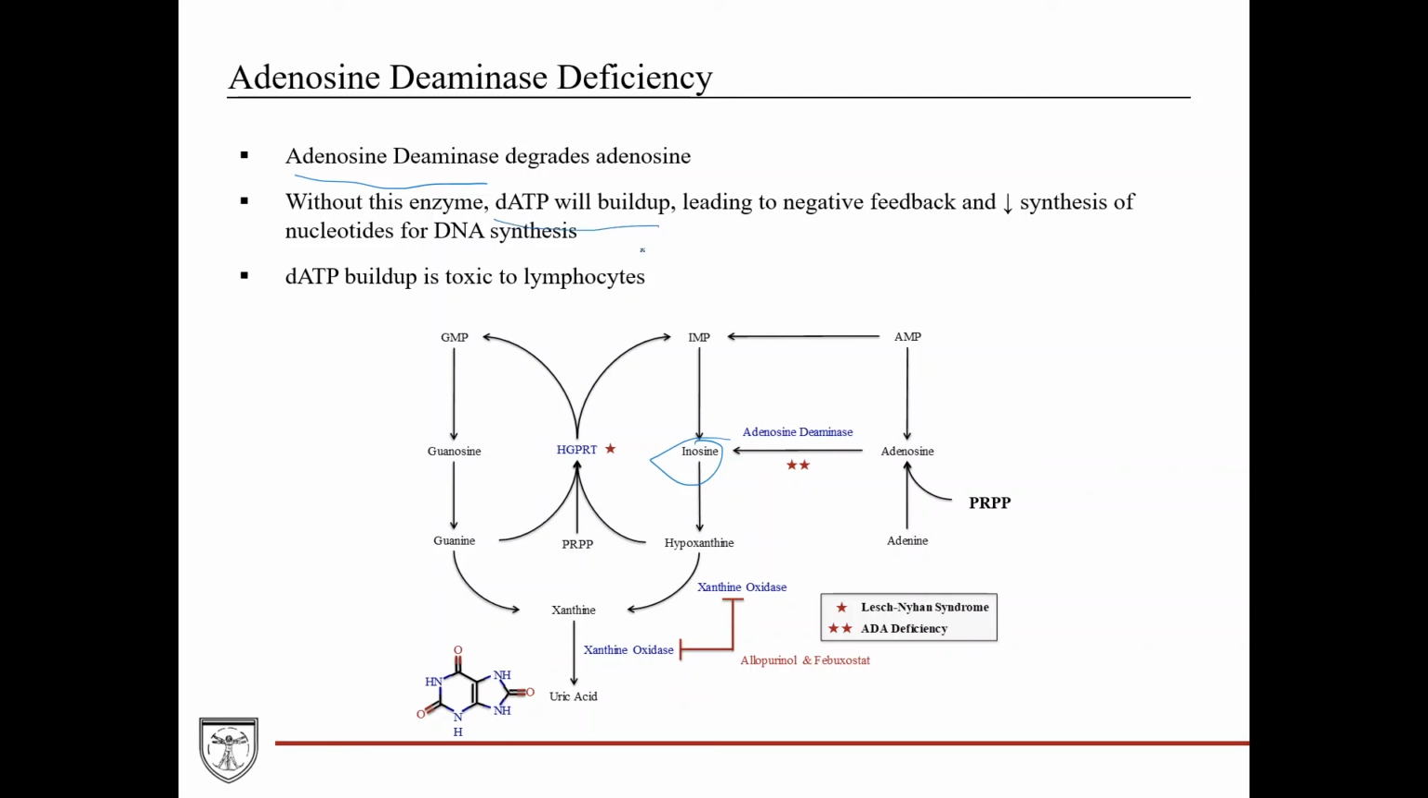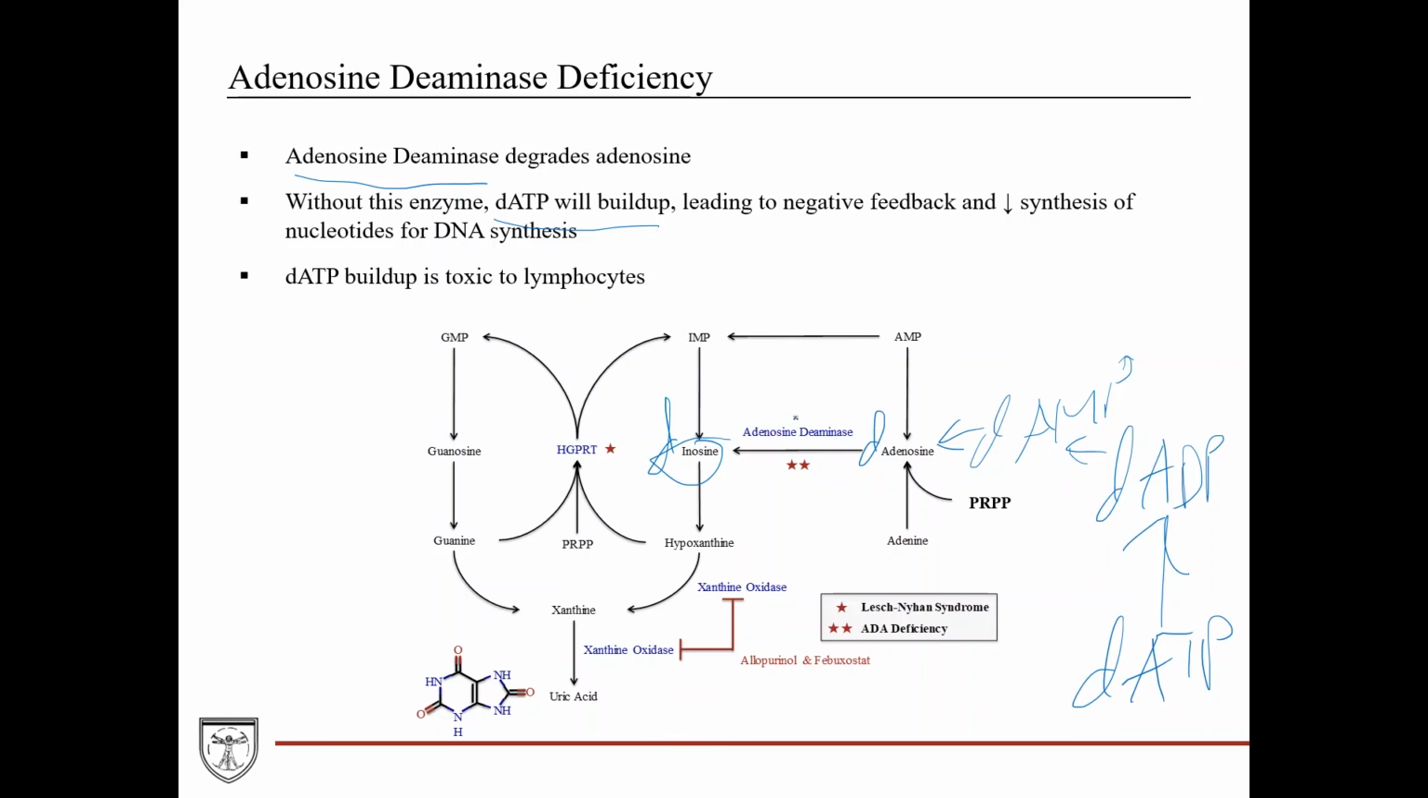Big thing here is buildup of dATP. So for the purpose of this, you have dATP here. It gets degraded into dADP, which then gets degraded into dAMP, which then gets degraded into, really you want to think of it as deoxyadenosine. So the adenosine deaminase can degrade adenosine or deoxyadenosine. If it's deoxyadenosine, it's going to be deoxyinosine, and then hypoxanthine, xanthine, and uric acid.